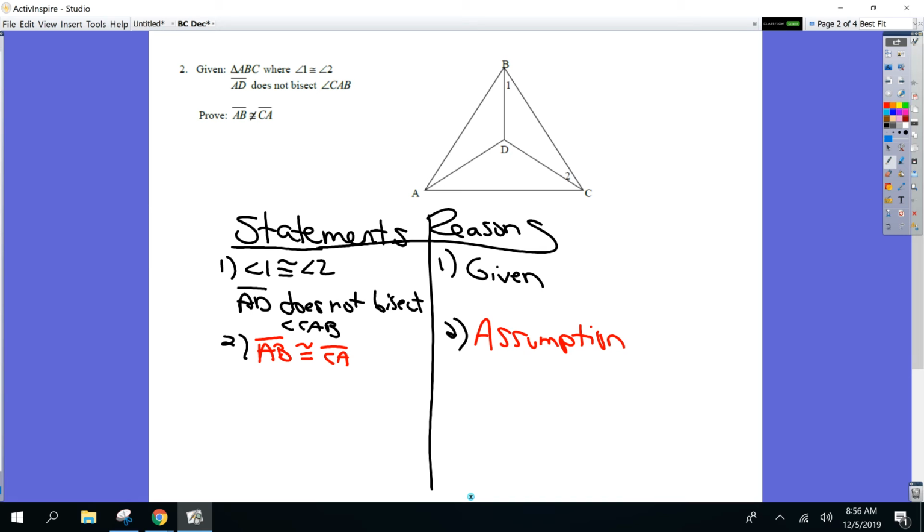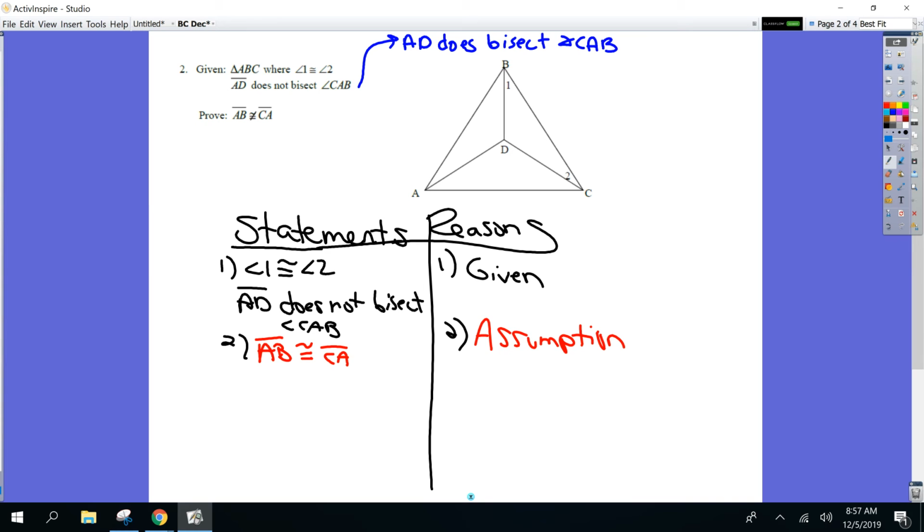AD does not bisect CAB. So how would we contradict that? By saying, how would we contradict this statement? AD does bisect. So how can we prove that? AD does bisect angle CAB. Because if we can do that, that's a contradiction. How can we do that, though? How can we show that AD does cut CAB in half? By doing what? Jacob, go ahead.